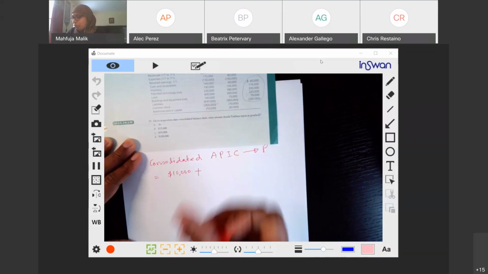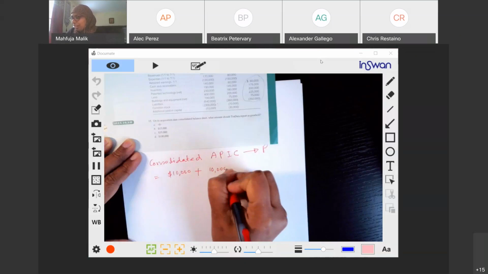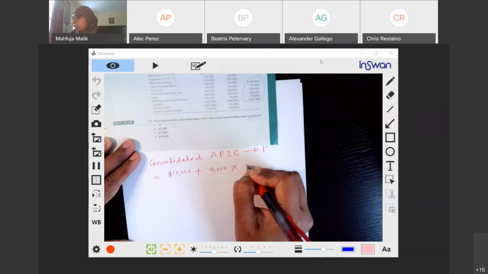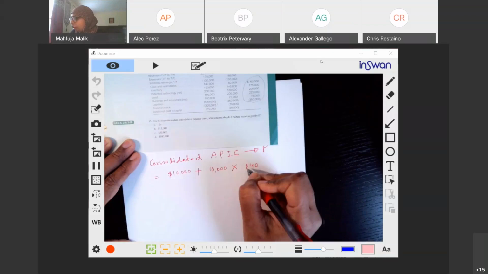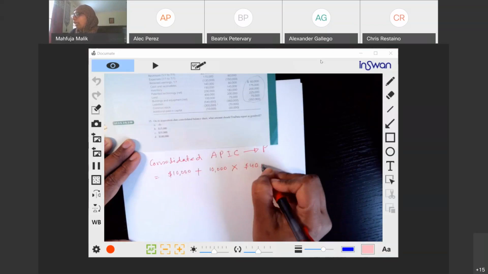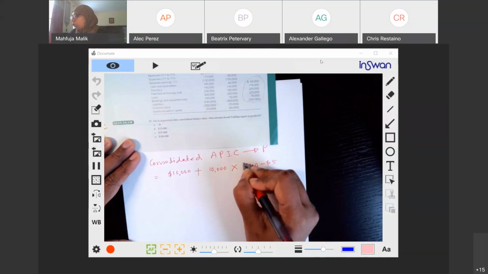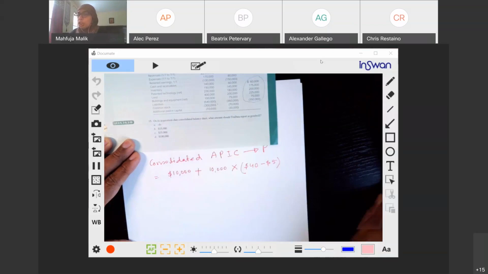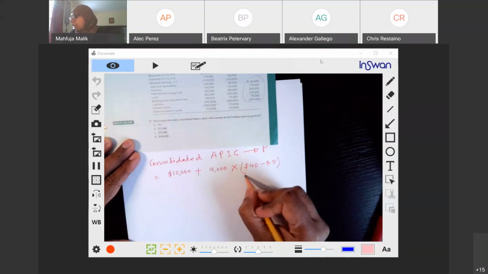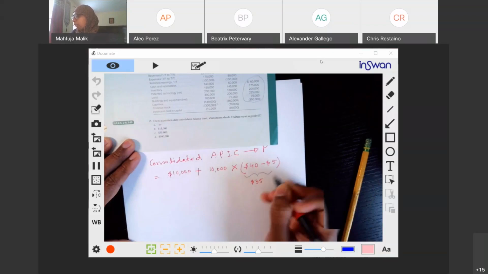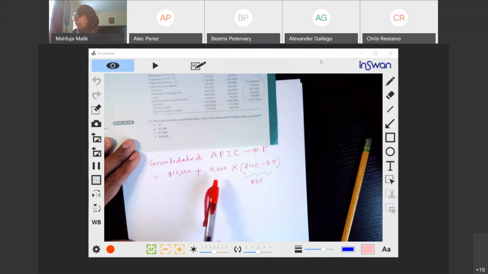How many shares they issued? 10,000 shares. Now, what is each share's additional paid-in capital? You know, True Data's current shares are now traded at $40, right? And then their par value is $5. So each share's additional paid-in capital is $35 for the new stocks. You multiply it by 10.